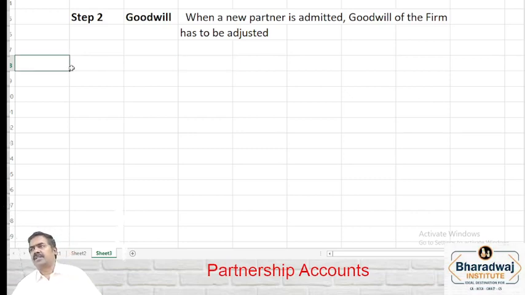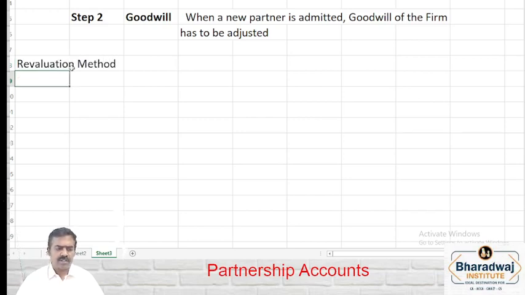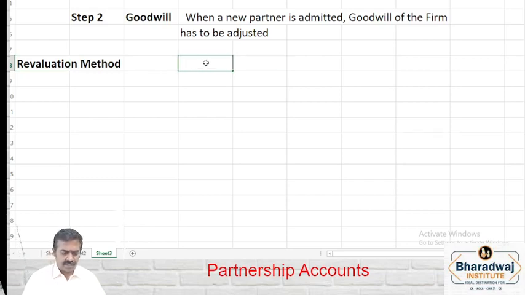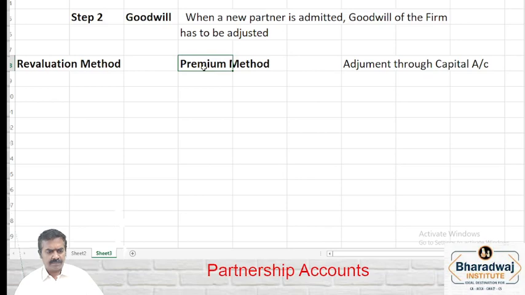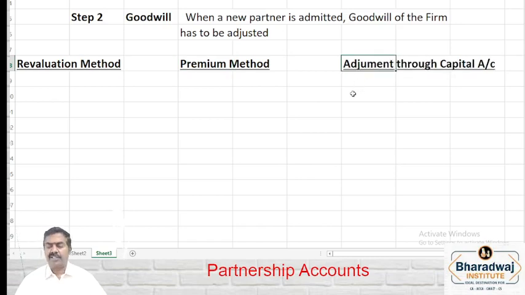See, there are 3 methods of adjusting goodwill. One is called the revaluation method. Second method is called the premium method. Third method, adjustment through capital account. I'll tell you how to identify in the exam question whether you have to follow the revaluation method, premium method, or which one.